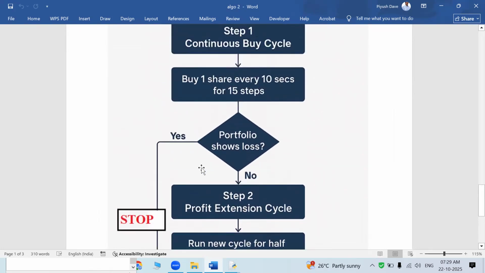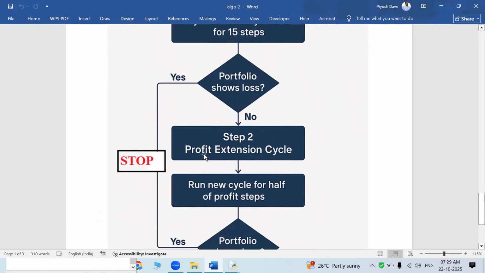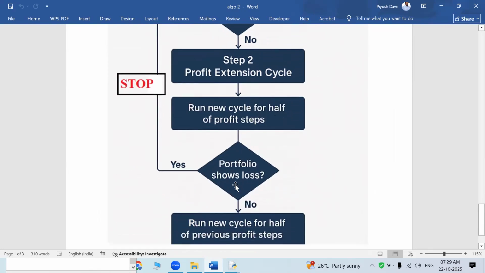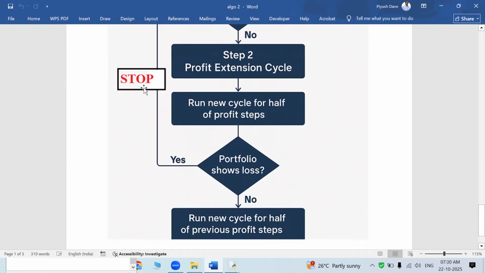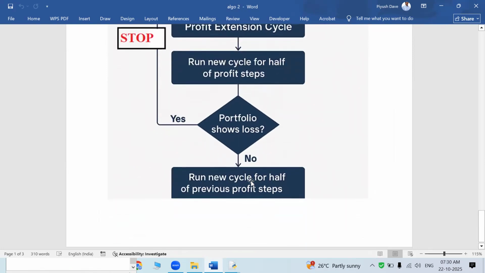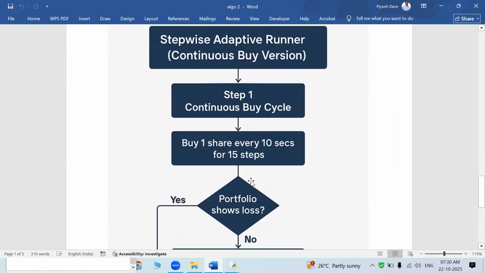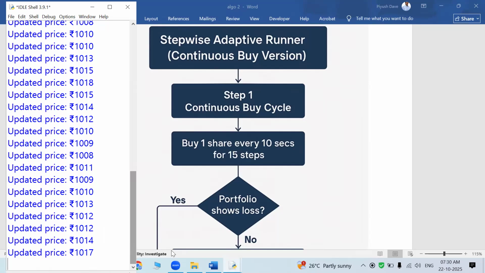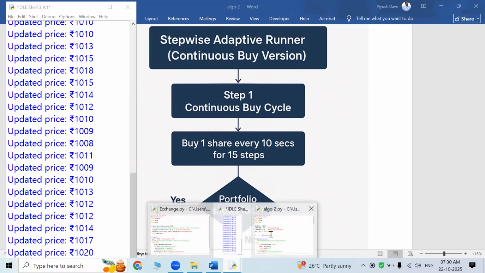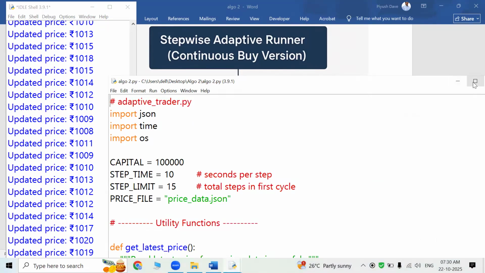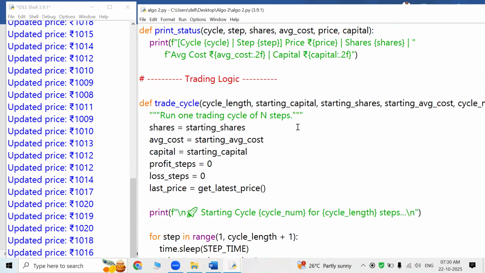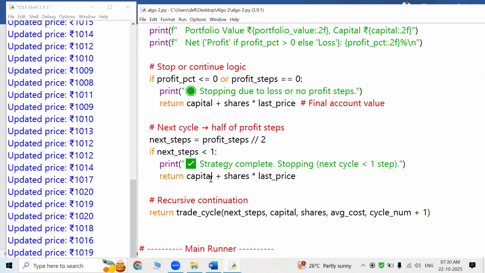But we will not take too much risk. We will divide it by half of the profit steps. If there is a loss, then we will stop. If there is a profit in the number of steps, again we will continue the same previous step. Now we are going to do this in code. So this is my algo which I have written in Python, and now this is going to fire the logic on the change of price.